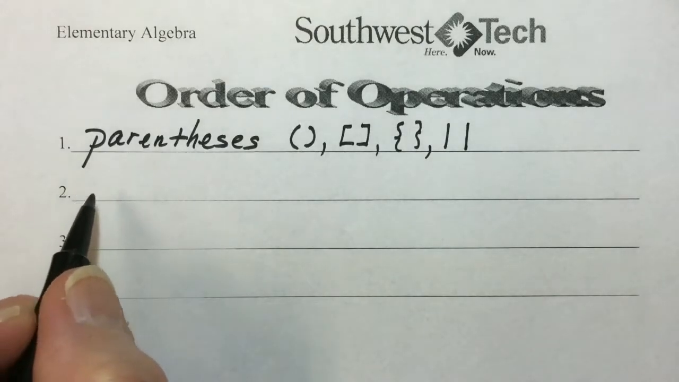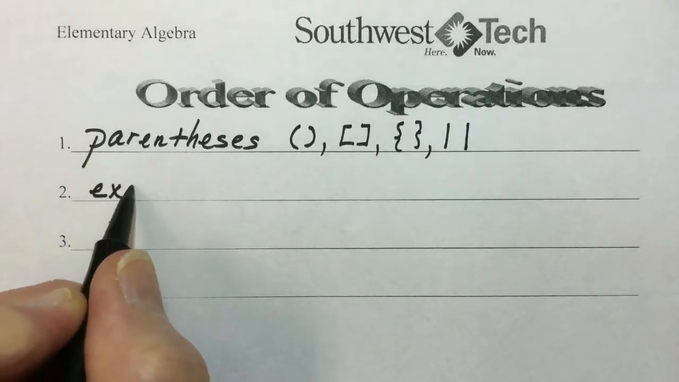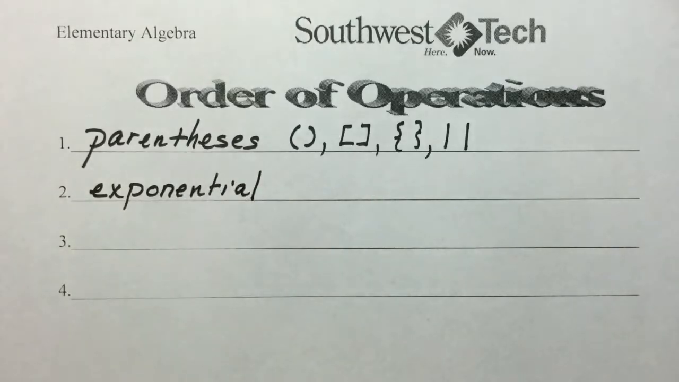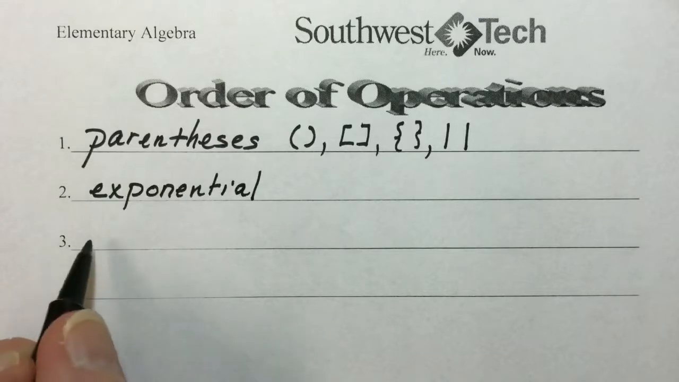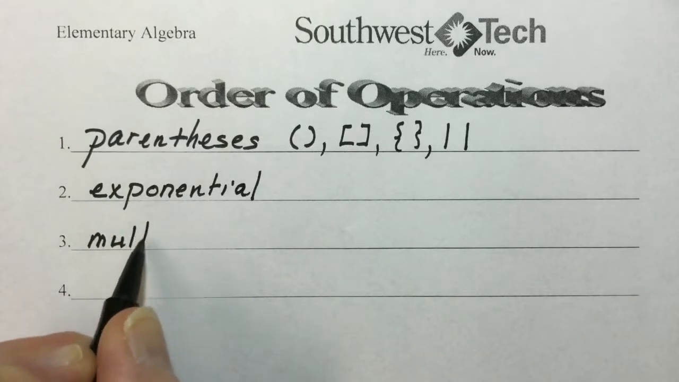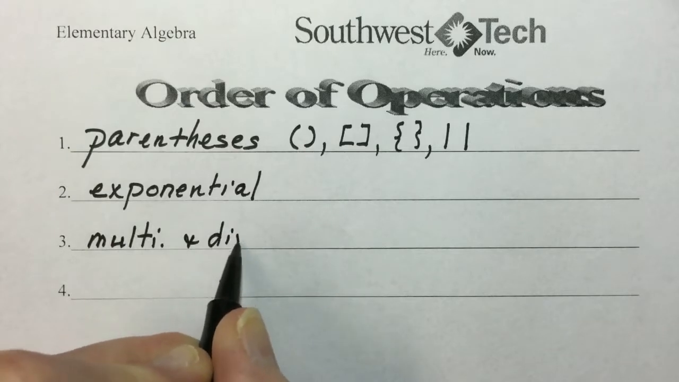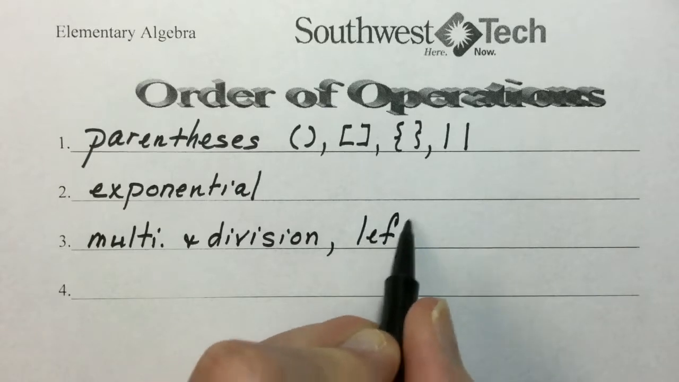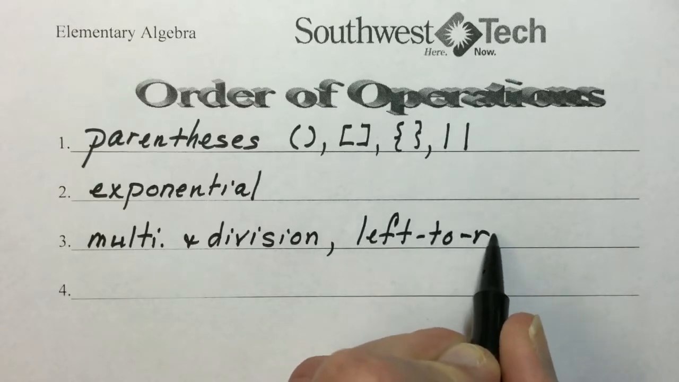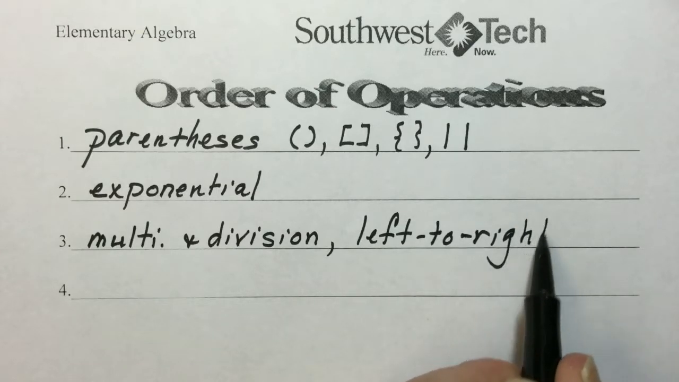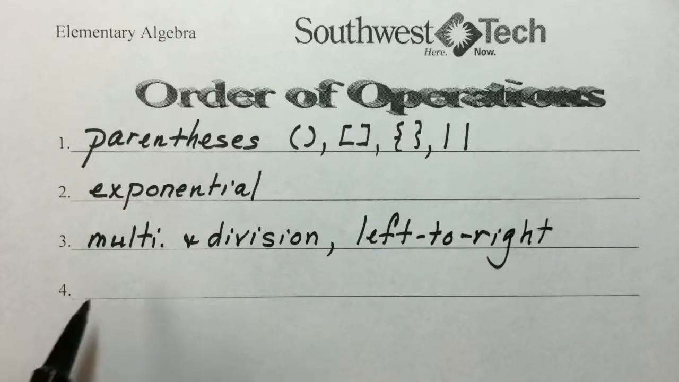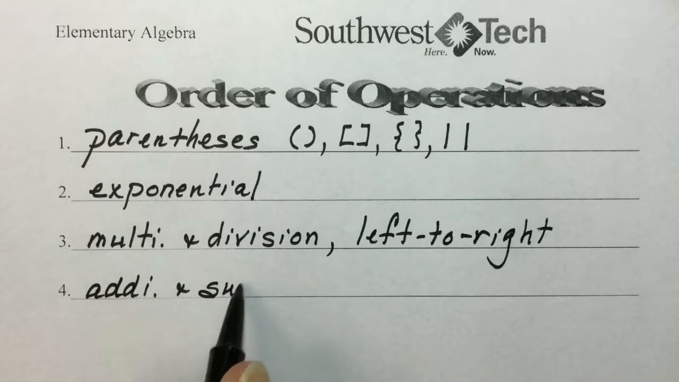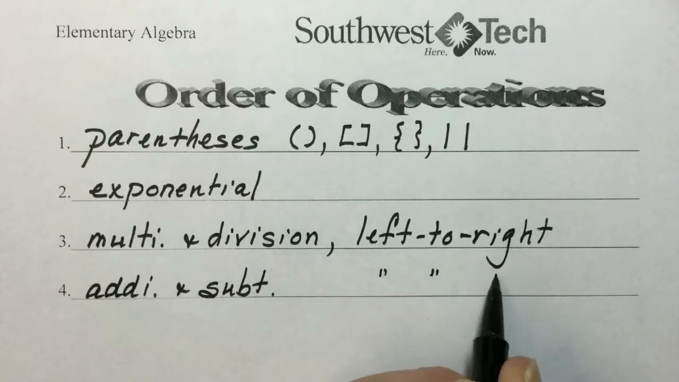Next, we simplify any exponential expression. The third priority is to perform all multiplication and division problems working left to right, just like we read. Last operations to simplify would be any addition and subtraction, and again, left to right.